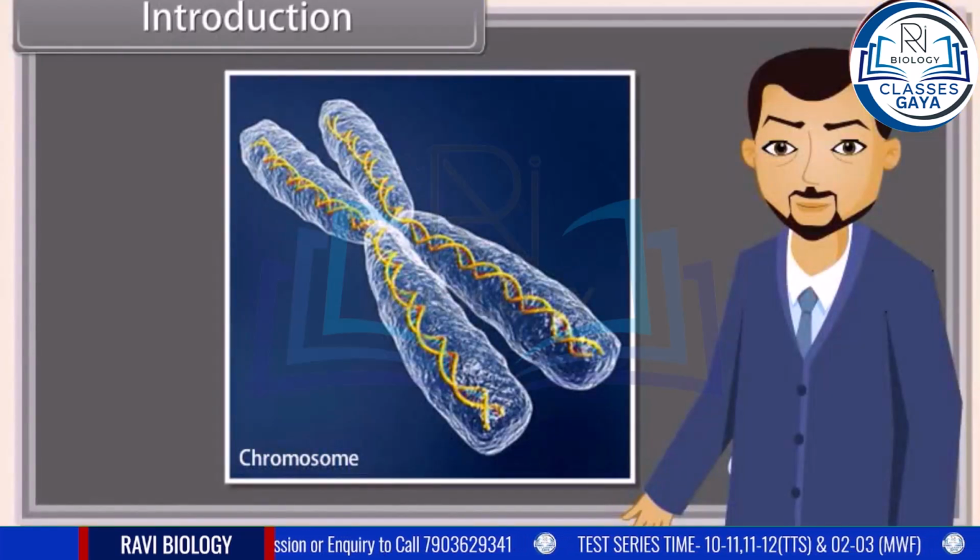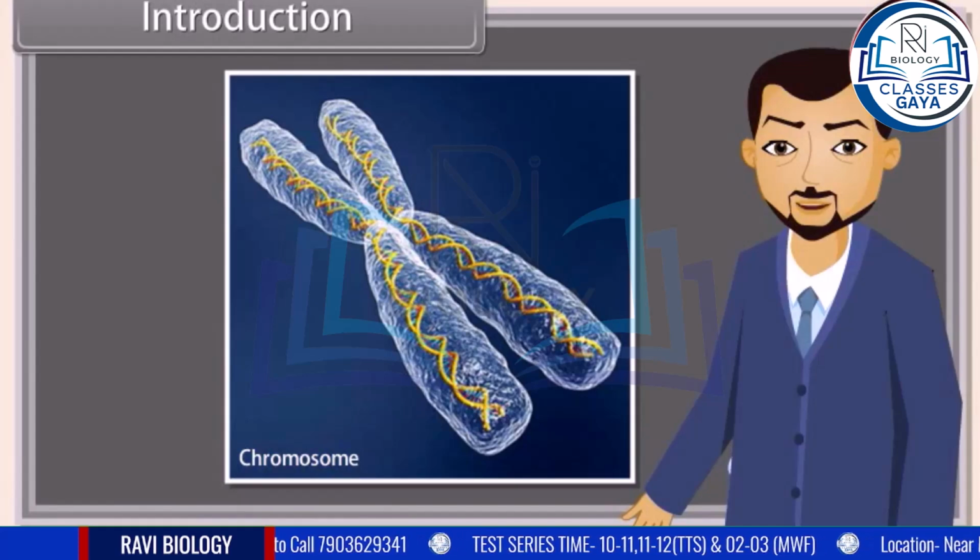We know that genes affect the expression of certain traits. Similarly, chromosomes also affect the inheritance of a character.